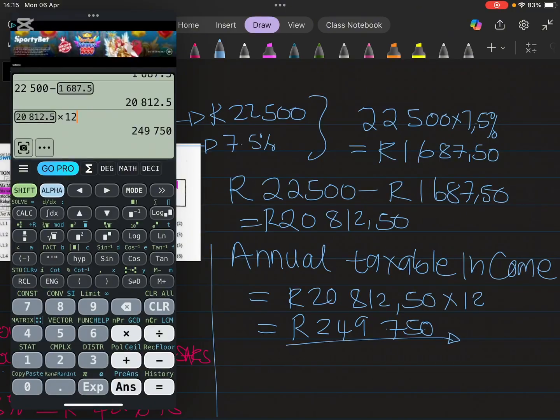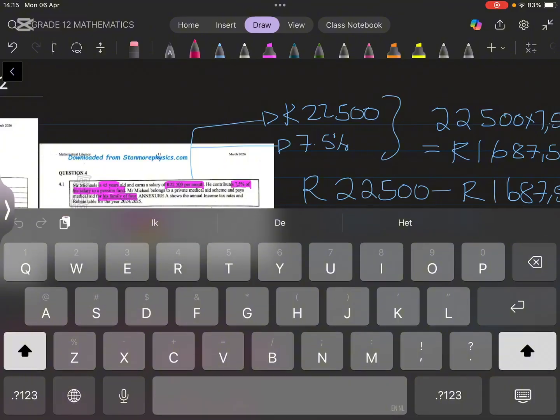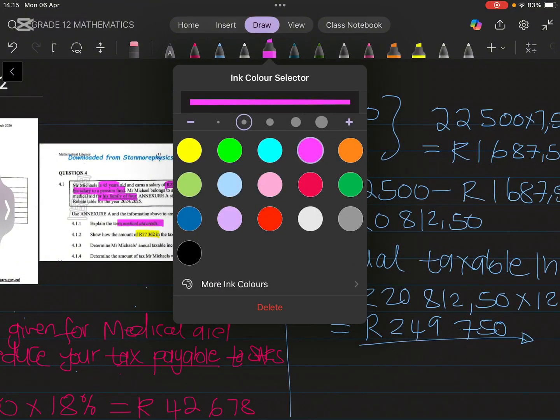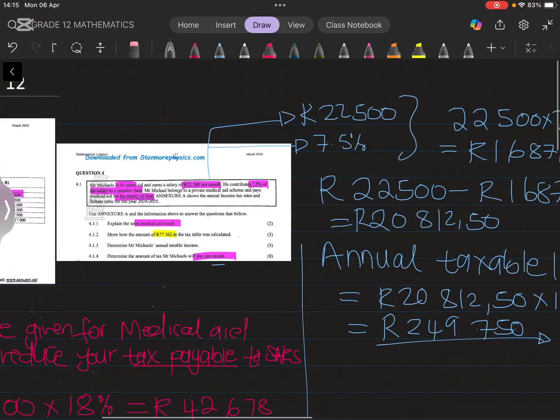They will tax based on, meaning they're going to charge him tax based on 249,750. That is subject to tax. Okay. Now they say determine the amount of tax Mr. Mitchell will pay per month. Now we want to know the amount of tax that Mr. Mitchell is going to pay per month. Okay, let's take a look.